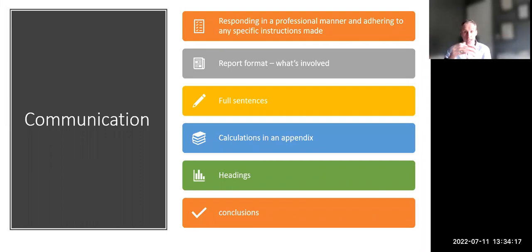You need to know what's involved, as I have up there, in a report. You need to use full sentences. The examining team are very specific about this, and it might be different to some of the other subjects that you've already sat at the strategic professional level, but they want full sentences. Calculations that you perform should be relegated to an appendix. Now, when I say relegated, I don't mean that they're less important. What I mean is you don't do calculations in a word processor. You should do your calculations in a spreadsheet. You need to use headings for the individual components of your answer, and you need to give conclusions, okay?